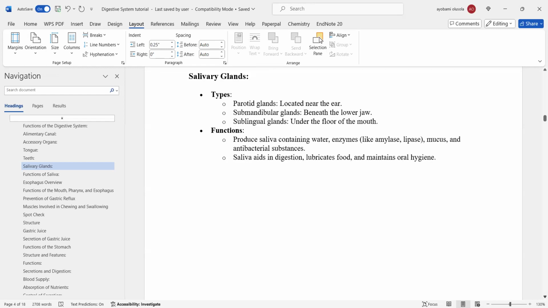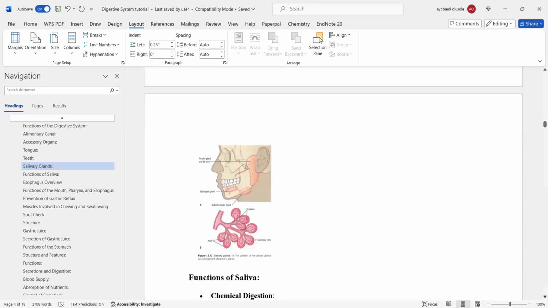We have production of saliva, and the saliva contains water, enzymes like amylase and lipase. We have mucus, and we have antibacterial substances. Saliva aids in digestion. It also helps to lubricate food, and the circulation of the saliva helps maintain oral hygiene.